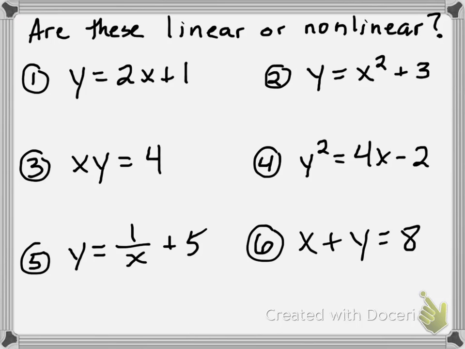Okay. So, if we're looking at number 1, number 1 says y equals 2x plus 1. Well, I don't see anything that's not supposed to be there, so that is going to be linear. In fact, if you look at this equation, it is literally in y equals mx plus b form already. So it's obviously a line. So it's linear. But also, if you notice, x and y have an exponent of 1, and x and y are not multiplied by each other. So it's linear.